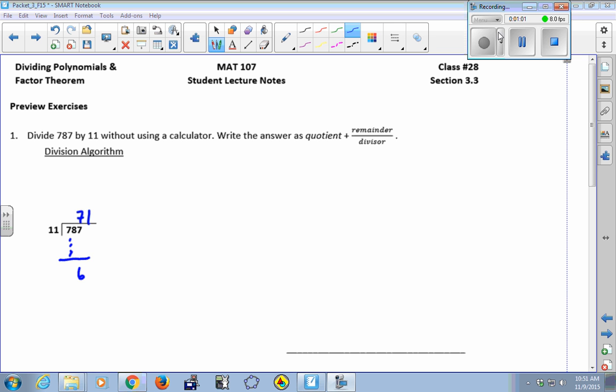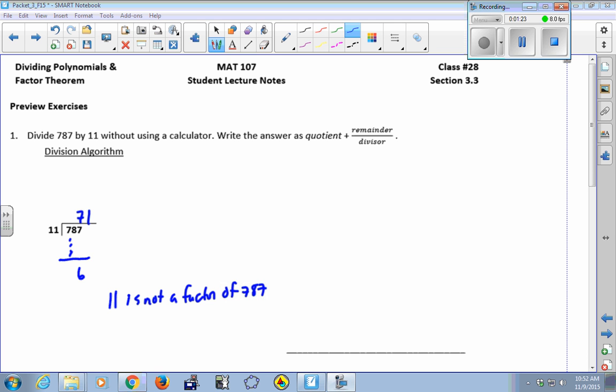And what that tells you is that 11 is not a factor of 787. 11 is not a factor. And the reason it's not a factor of 787 is because you have a remainder different than 0. If 0 was the remainder, then 11 would be a factor.